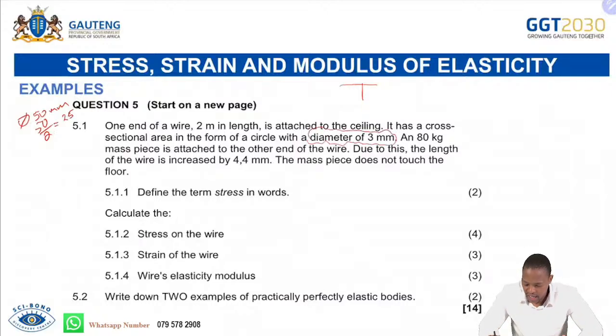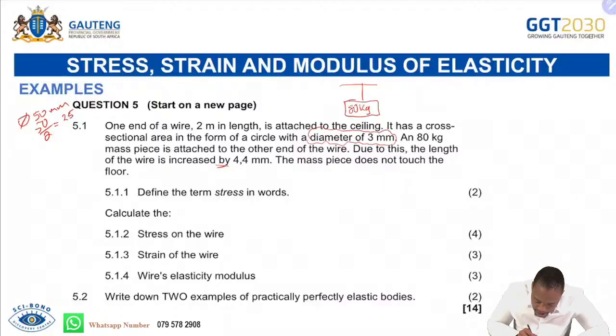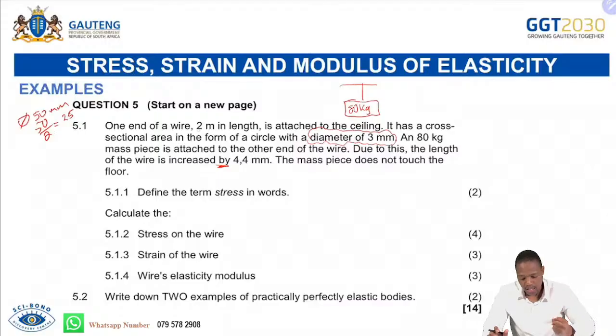Okay. They're saying an 80 kilogram mass piece is attached to the other end of the wire. This is the end of the wire. This is our load. 80 kilograms mass piece attached there at the end of the wire. Due to this, the length of the wire is increased by 4.4 millimeters, which is significantly smaller than the length. So that means they've already given us our change in length. So the mass piece does not touch the floor, which means it keeps on exerting that force there on the wire.